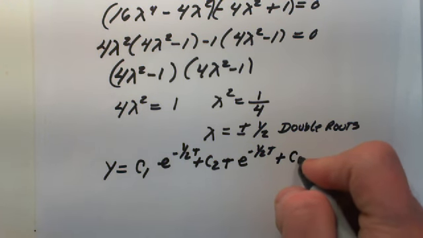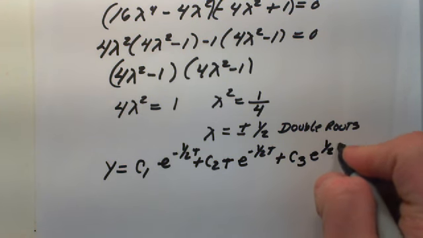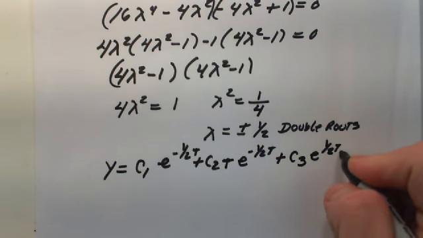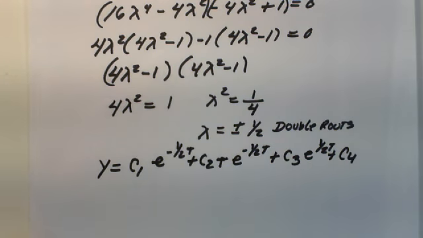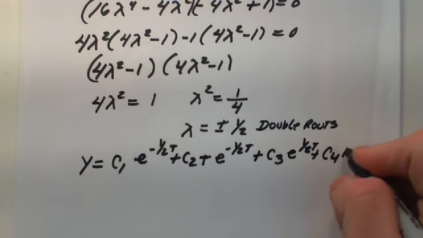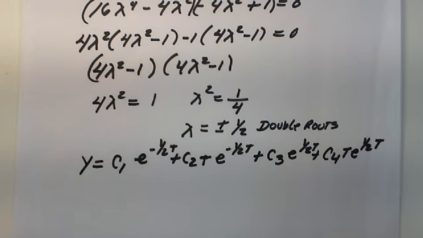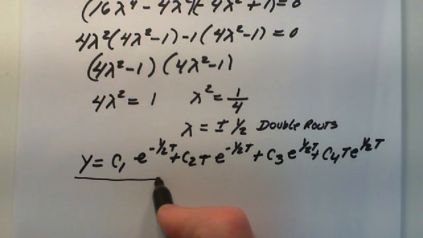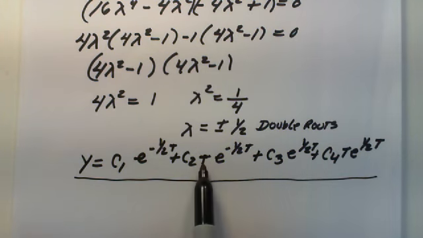Plus c3 of e to the 1/2 t plus c4. Slide this over just a little bit. Plus c4 of, and I'll put the t in there, of e to the 1/2 t. So that's the solution to that differential equation. Again, not bad. Just be careful with the repeated roots and make sure you add in the extra t.